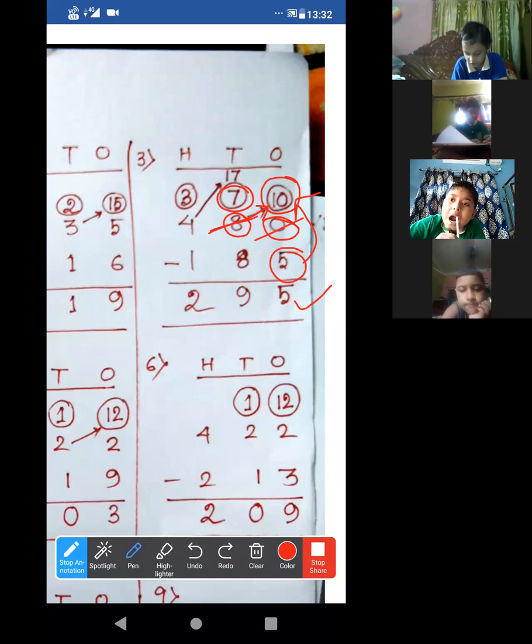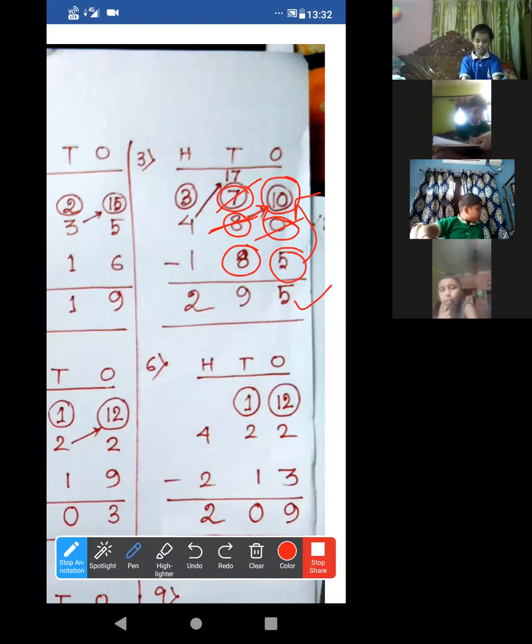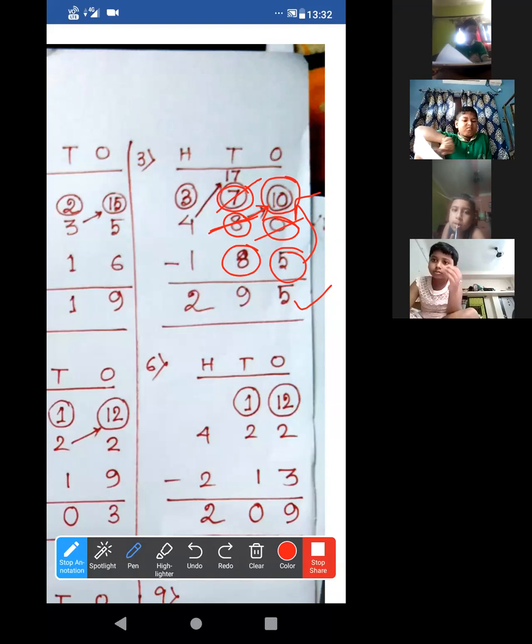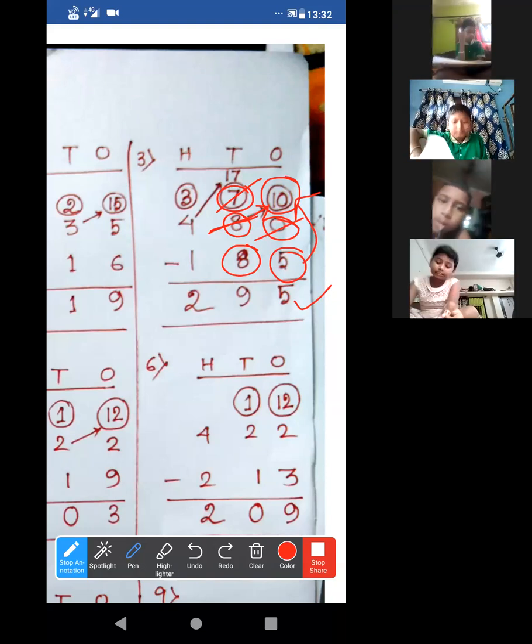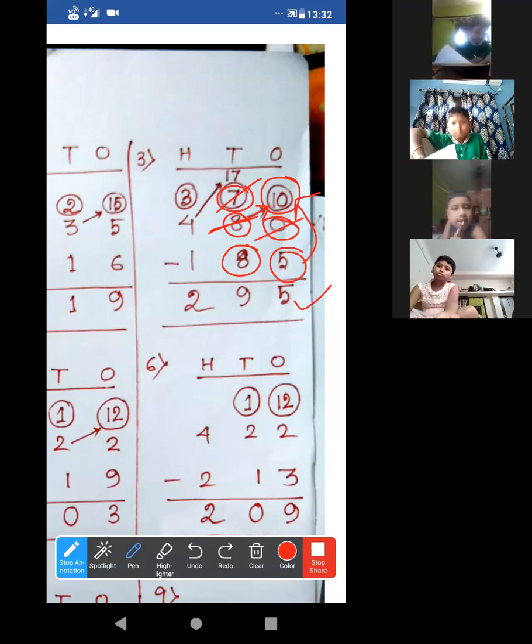Look, but again this 7 is less than this 8, so again we have to make this large. Yes, 7 is less than 8. Yes or no? Understood or not? Clear or not? Okay, then it will be 17.